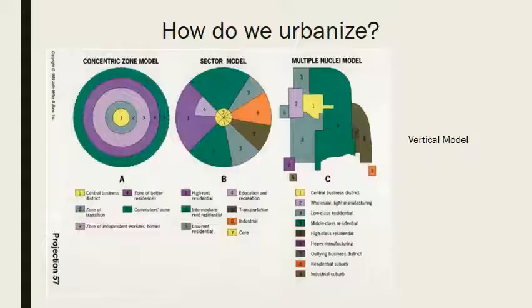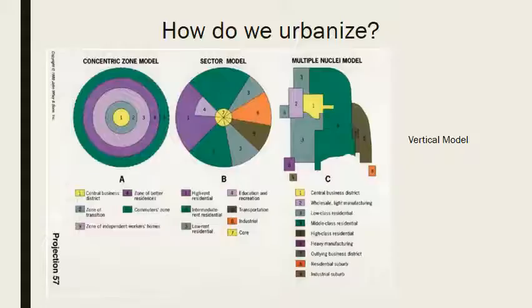Then you have the sector city model. In the sector city model, you have the central business district right in the middle, and then you have other areas that have grown out in wedges, typically along transportation corridors. So the city looks a little bit like a pie. One of the best examples of a sector city is Chicago, and there's also parts of London as well that would fall into that.